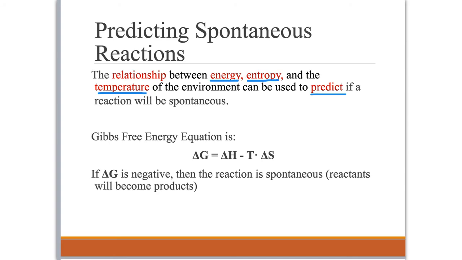Mathematically, this gets put together in something called the Gibbs free energy equation, which we're not going to work with right now, but the G would stand for the Gibbs free energy. And of course, a change in the free energy is what we're trying to calculate by looking at the change in enthalpy, or the change in heat. Subtracting from that, you have the temperature of the environment, of course in Kelvin, and then your change in entropy. If your end result is that the delta G number is negative, then the reaction is spontaneous. Your reactants will become products.